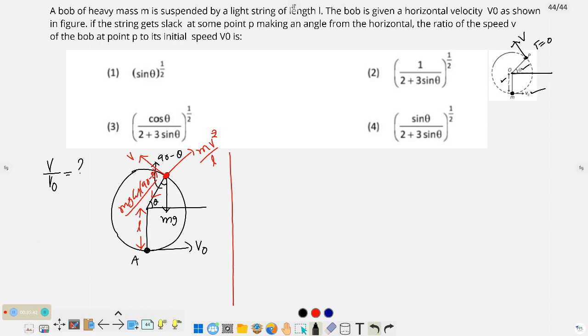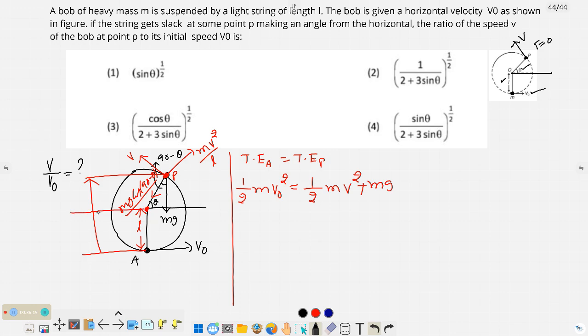So apply the conservation of energy concept here at point A and at point P. Total energy at A is equal to total energy at P. What is the energy at A? It only has kinetic energy at the initial position, half m v naught square. It is equal to, when it reaches point P, two energies: kinetic energy, half m v square, plus potential energy, mgh. What is h, the height of this bob? From position here to here, the length is L.